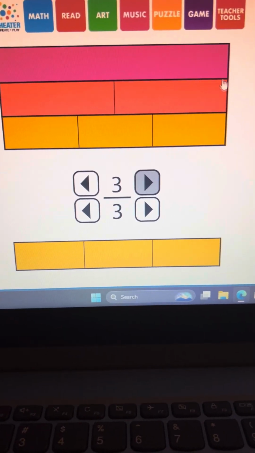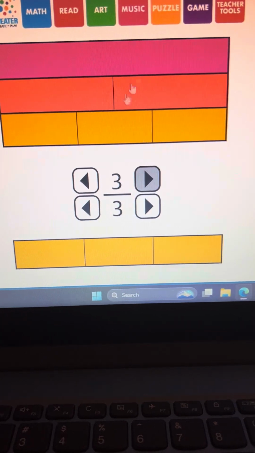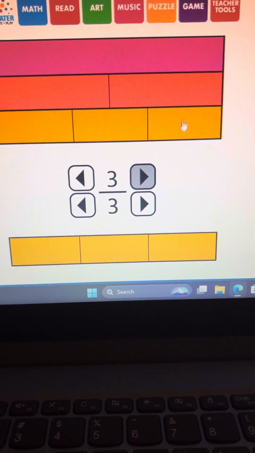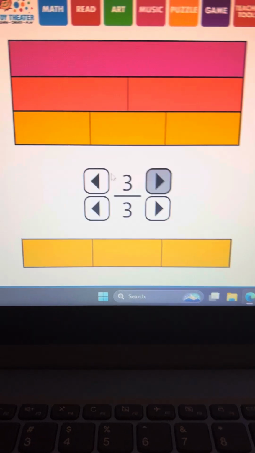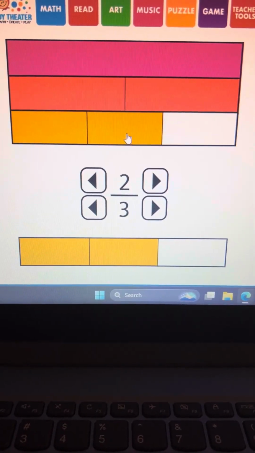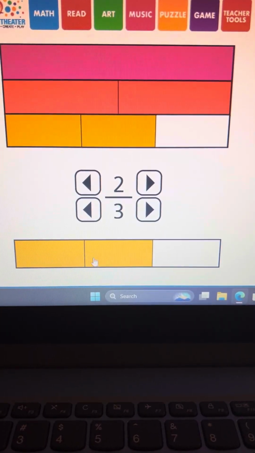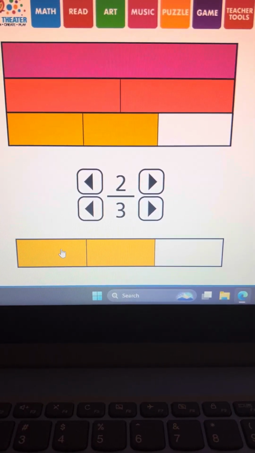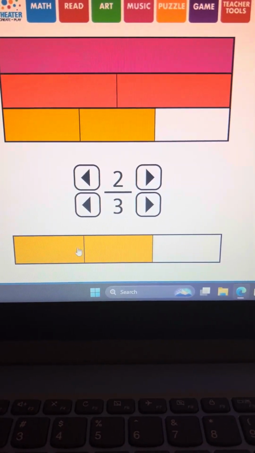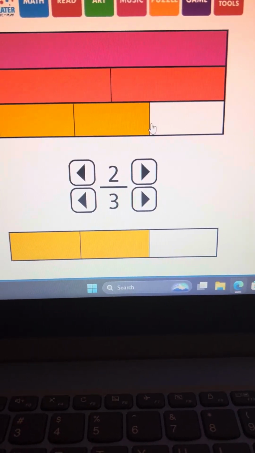So right now this is all equal. It all equals 1 rod. But let's say we want to take away 1/3 of our rod. So we're going to take away 1/3 of our rod. That leaves us with 2/3 of our rod. See, 2/3. 1/3 is gone, but we still have 1, 2. So 2 of the 3 is still shaded. So then again, we have 2/3.